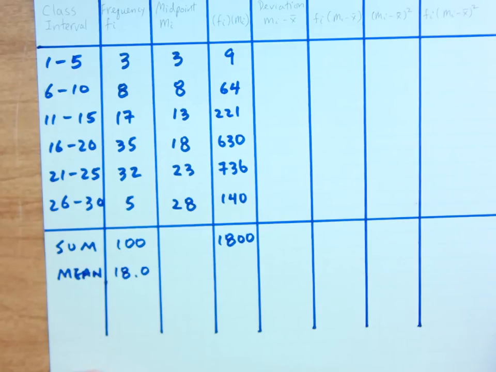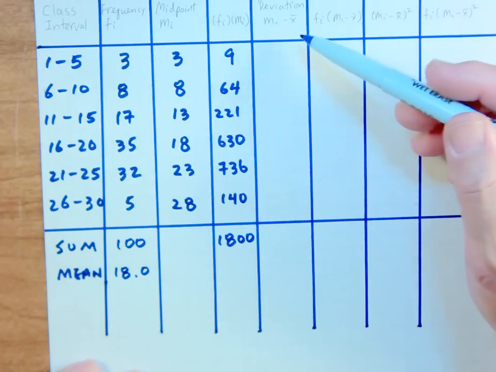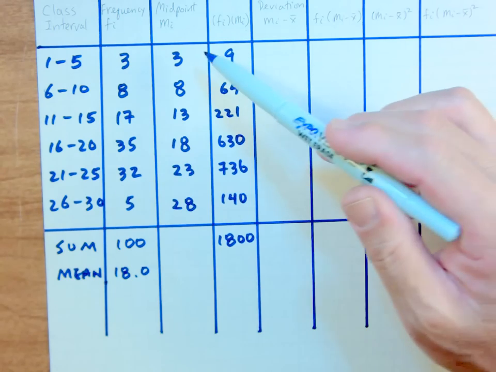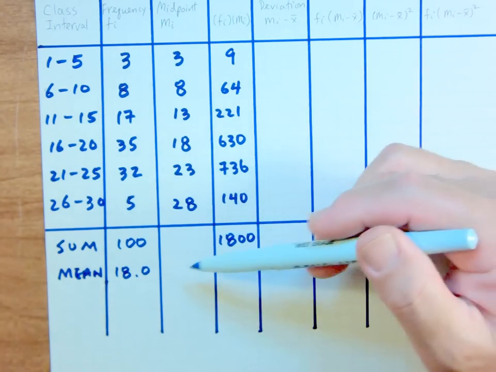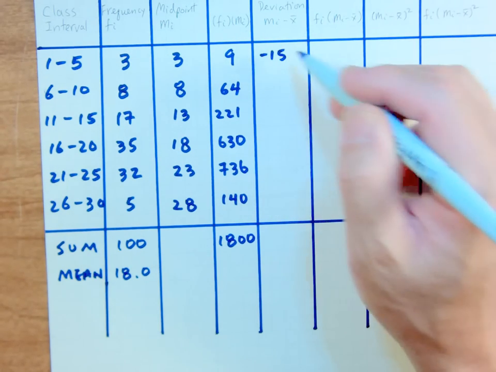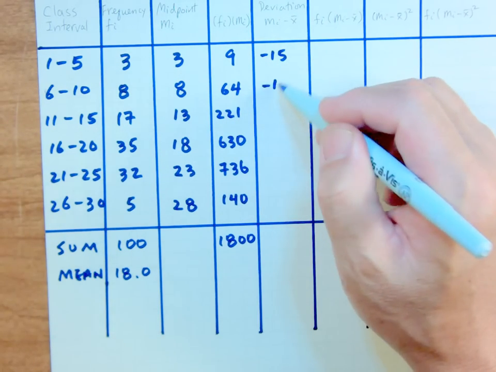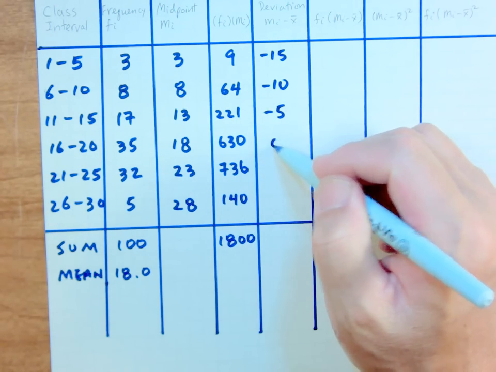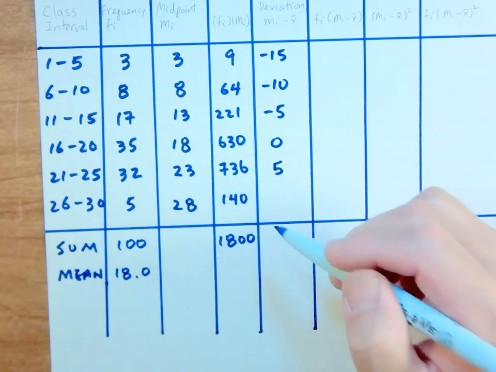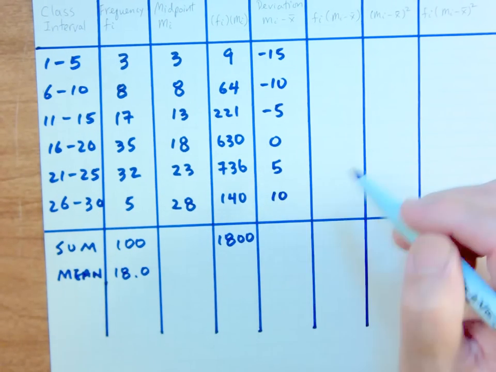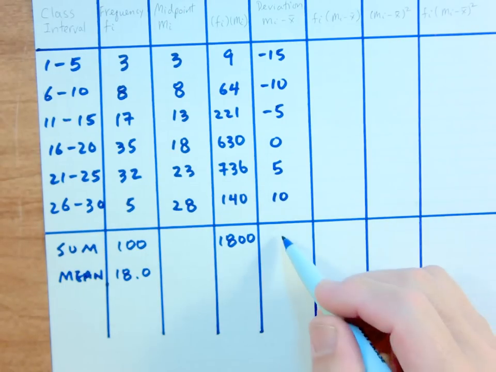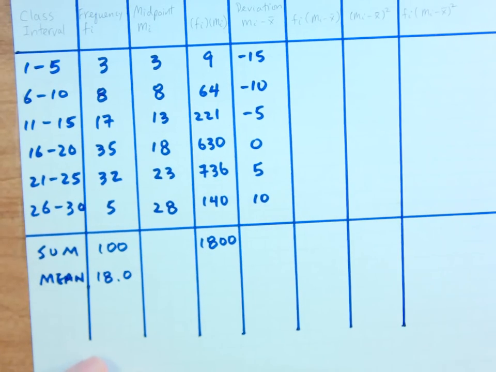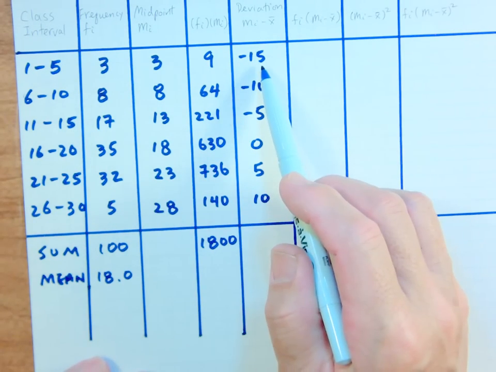Then we need to compute the so-called individual deviation. That deviation is nothing more than the individual midpoint minus the mean. 3 minus 18 gives us negative 15. 8 minus 18, negative 10. 13 minus 18, negative 5. 18 minus 18 is 0. 23 minus 18 is 5. 28 minus 18 is 10. This deviation column will not give us a 0, but we do need to go ahead and multiply each frequency by this deviation.